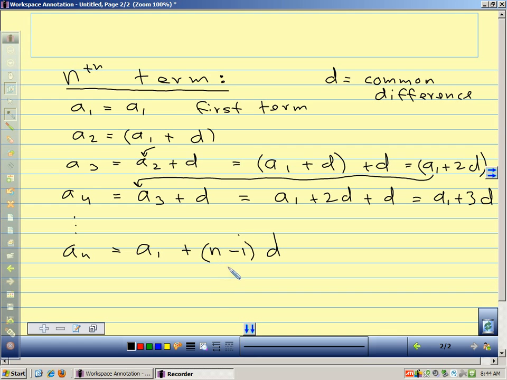So if we had some series and we wanted the 2,375th term, we plug in 2,375 here, multiply by d, and add it to the first term, and we'd have our 2,375th term. And we can call this our nth term formula.